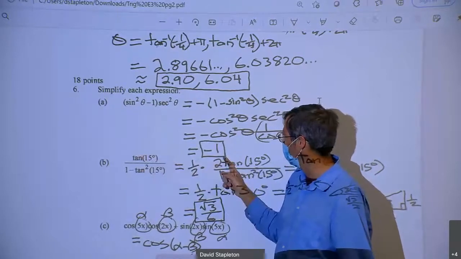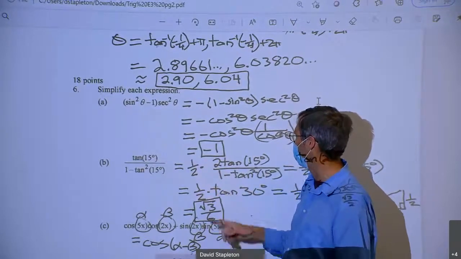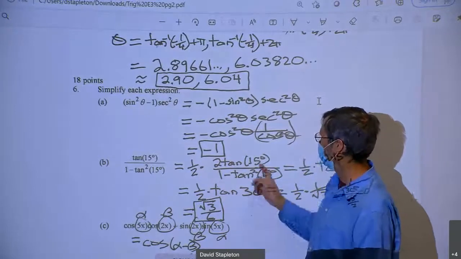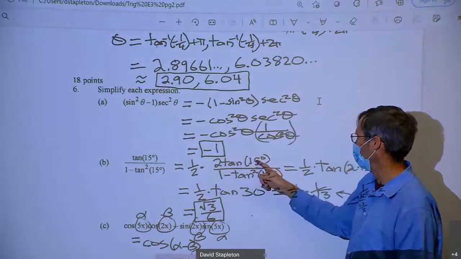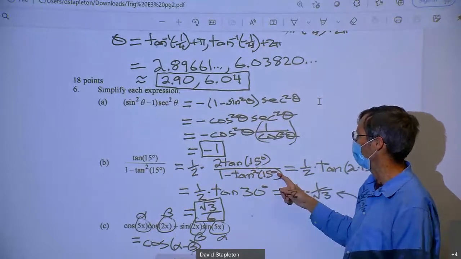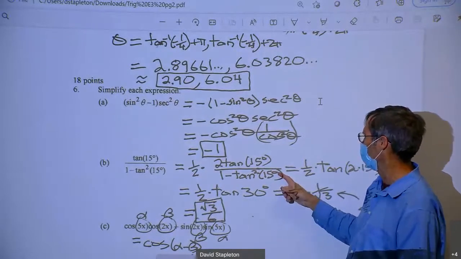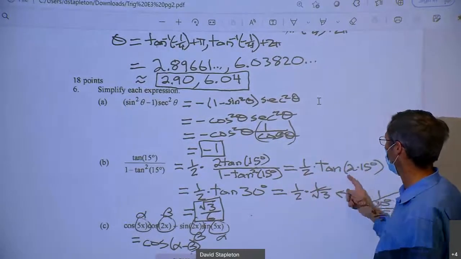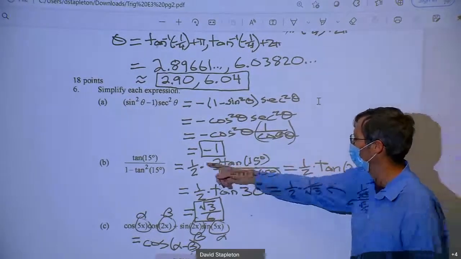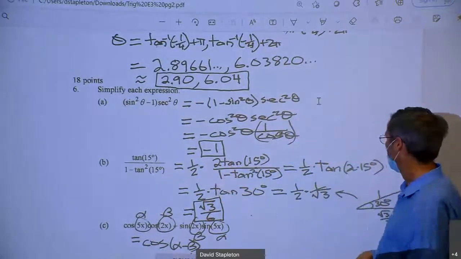I'll multiply by 2 and divide by 2. That is, multiply by a half to cancel it. Now this is equal, right? Because these cancel if I want. But 2 tangent of 15 over 1 minus tangent squared 15, by the double angle identity, is equal to tangent of twice 15. So I have 1/2 tangent of twice 15. Some people missed this 1/2. They forgot there's a 2 up here for the identity.